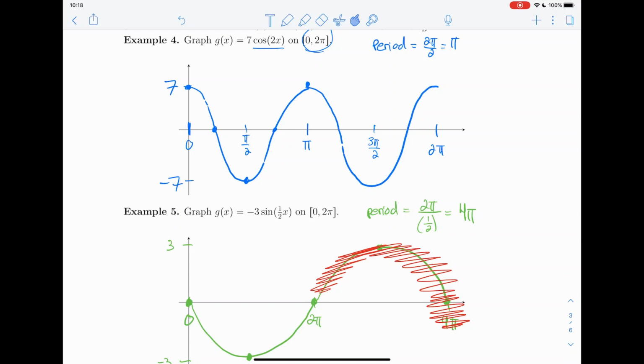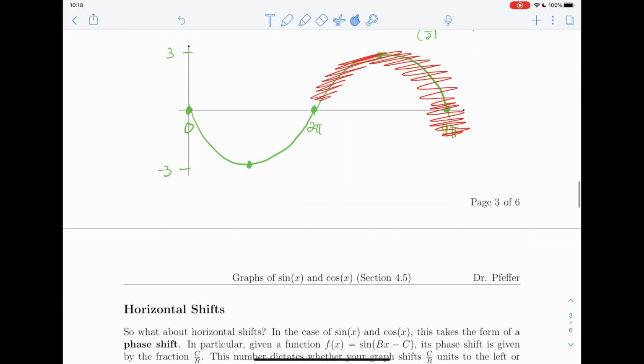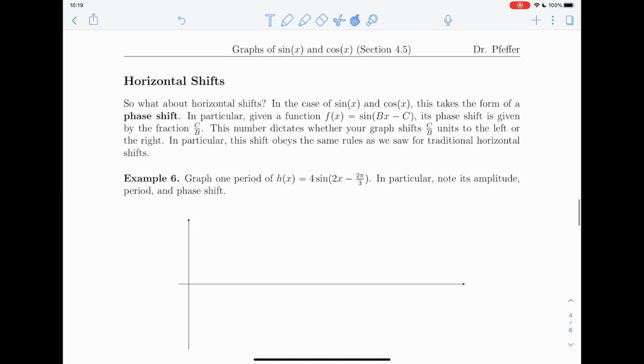So what we've done now is we talked about vertical stretch and compression and horizontal stretch and compression. What we want to now talk about is shifting. So maybe we'll take a pause in the video right here, and then we'll start the next video with horizontal shifts.